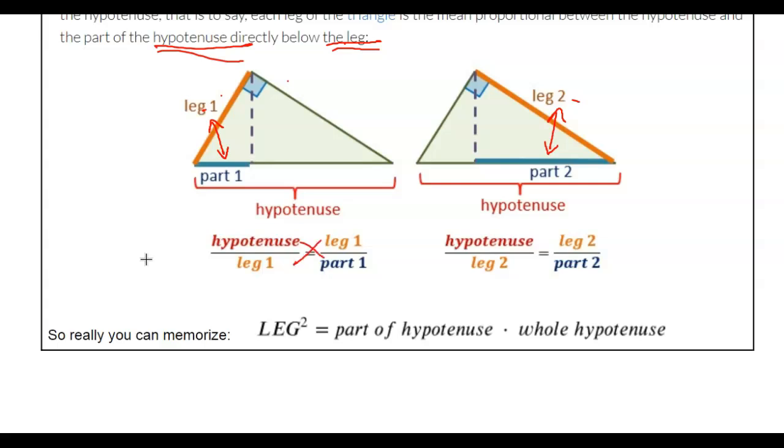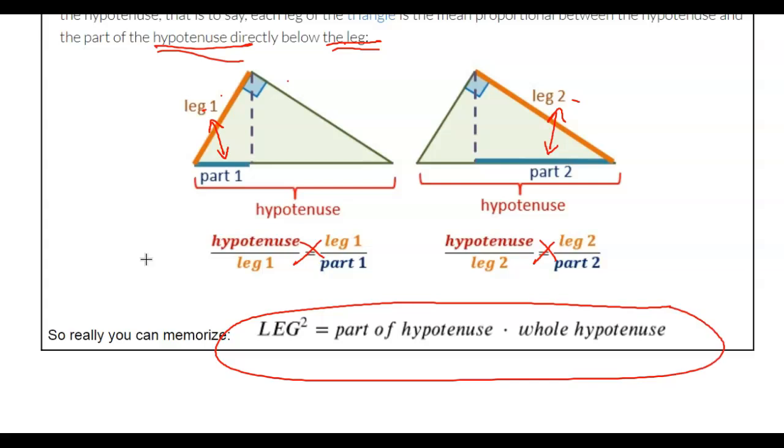Now, when you cross multiply, I just memorized this because that's really how it works. Leg times leg is leg squared, and hypotenuse times part. So I say part of the hypotenuse by the leg. So that's what I remember. So leg squared equals part times the whole. All right? And it works on both sides.